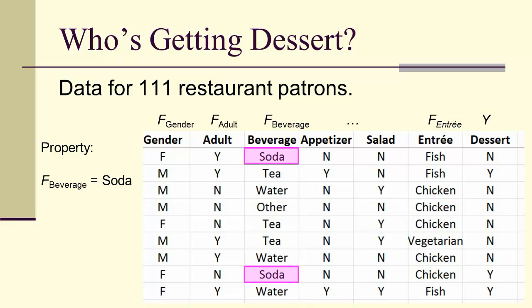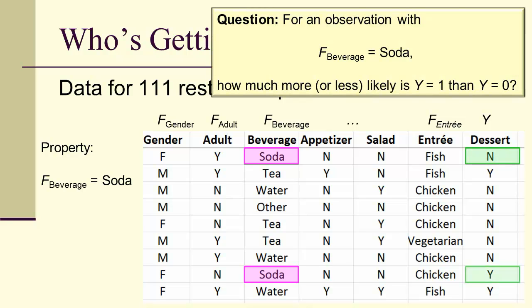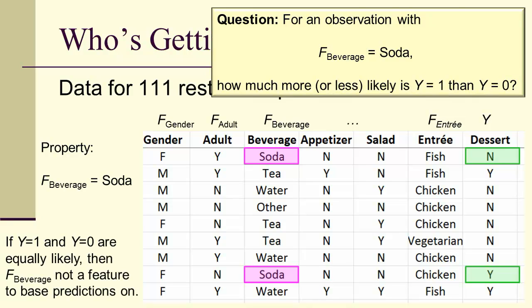So notice that here we have two instances where a patron gets soda. And in one case they got dessert, in one case they didn't. And so we'd like to know, for an observation in which the beverage is soda, how much more or less likely are we to get y equals 1, they're getting dessert, than y equals 0. If y equals 1 and y equals 0 are equally likely, then the feature beverage is not a feature to base predictions on.